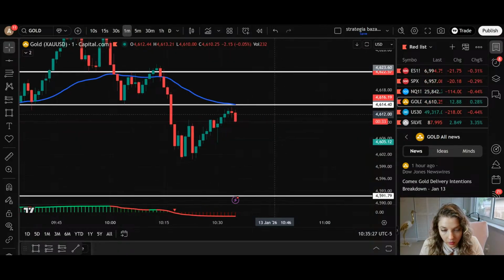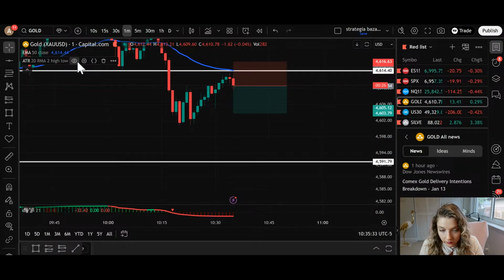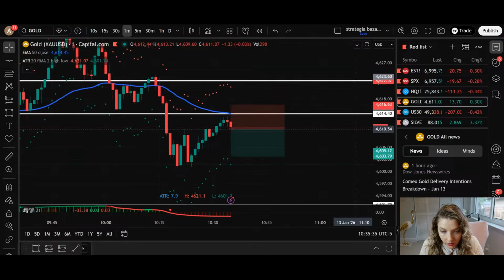Here we go. We can go on a short in gold right here. Where is the ATR? Here we go.